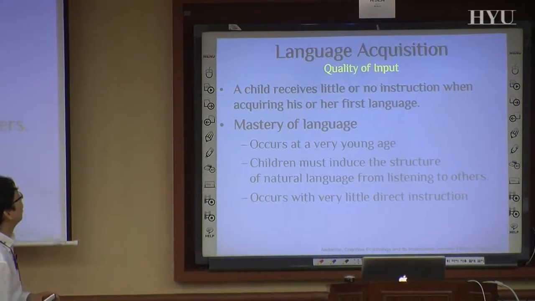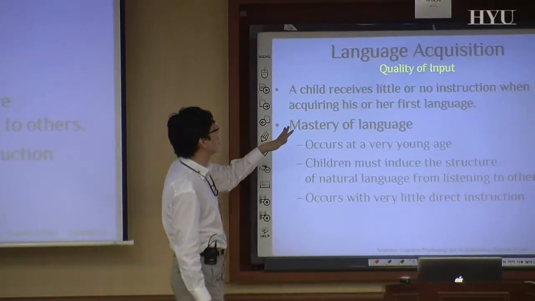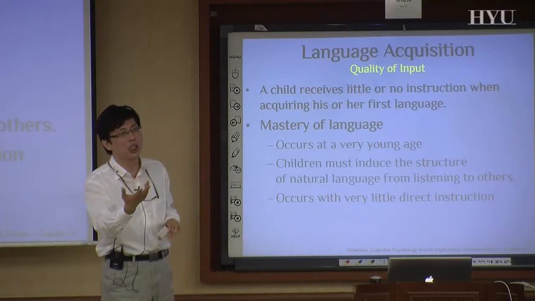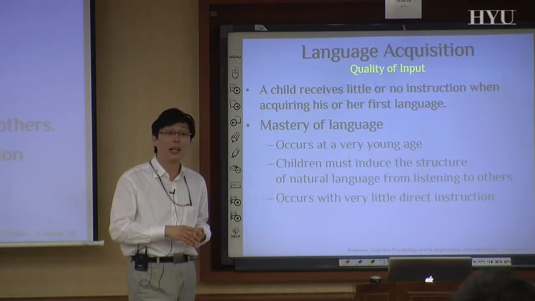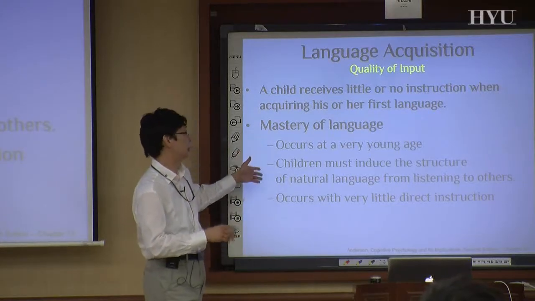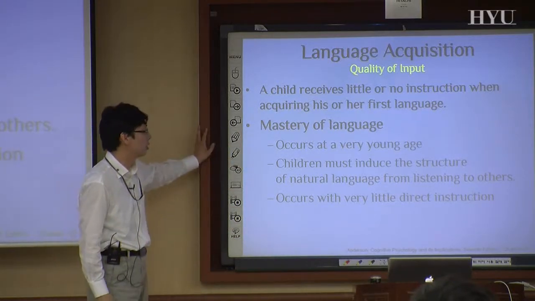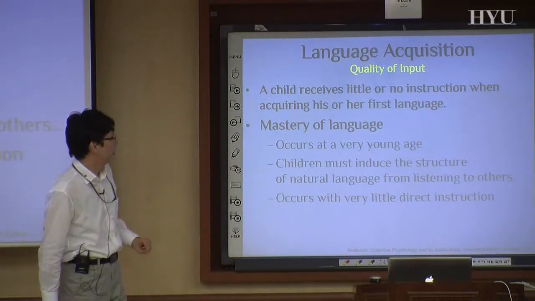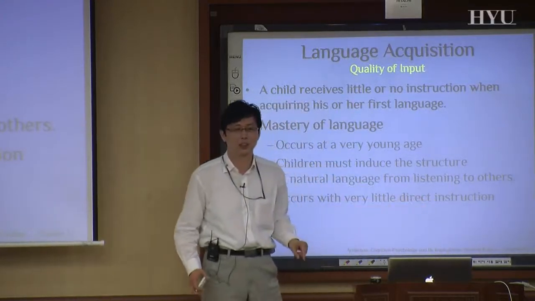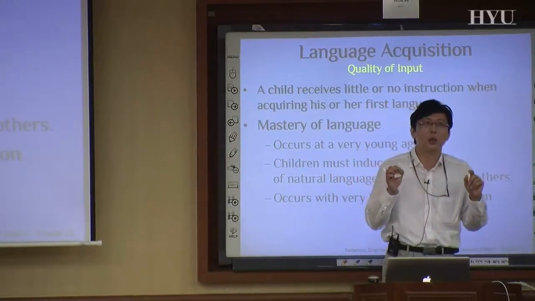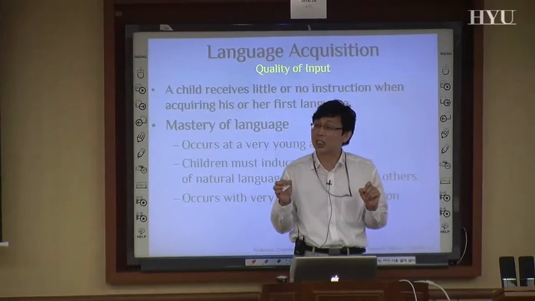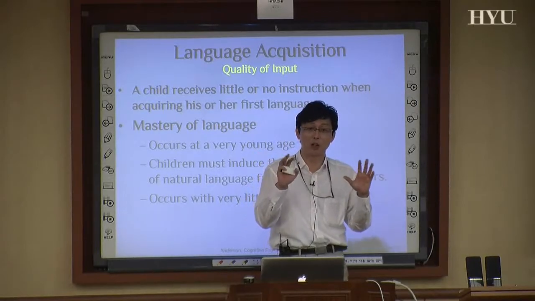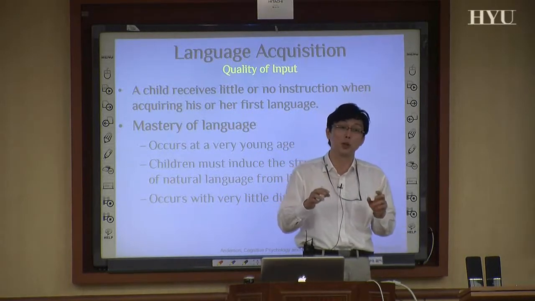A child receives little or no instruction when acquiring his or her first language, which means many times we try to teach the language, but they are very reluctant to take it. At very young ages, they are mastering the language by listening to others, in particular caregivers, mommy. Direct instruction is not working. Even though you're trying to teach, like, "Nobody don't like me" is a wrong sentence in grammar. "Nobody likes me" is the right sentence, right? Even though you keep teaching at around age 4 to 5, they never listen to you. They keep saying, "Nobody don't like me."